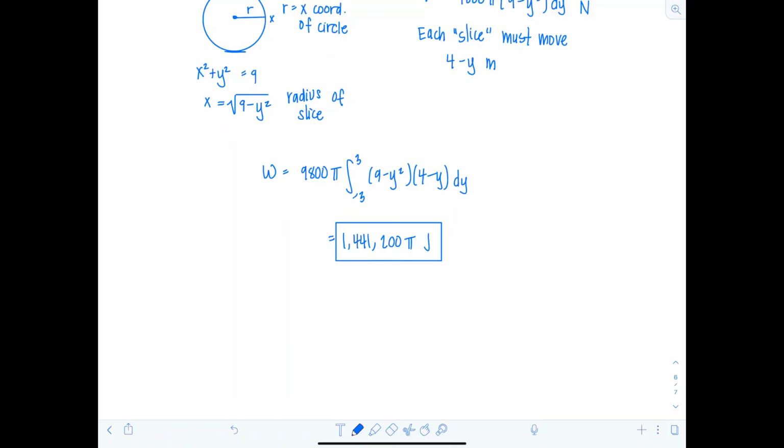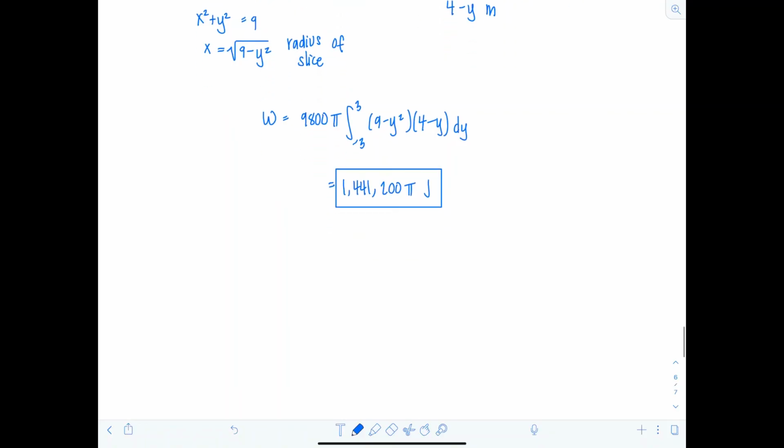Or sometimes you'll see that they multiply the answer by pi, in which case you'd get, I'll write it first all the way out and then I'll switch to scientific, 4,433,416 joules if I multiply by pi, which is approximately 4.43 times 10 to the 6th joules. Okay, so just check with your instructor how they want the final answer, and that concludes this video.